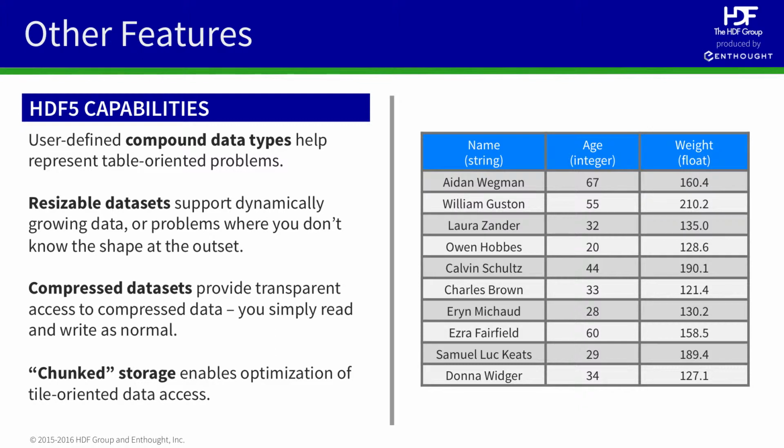HDF5 datasets can also provide transparent compression, which means that you can read and write data as normal, but HDF5 will compress that data when stored to disk. And HDF5 comes with a variety of different storage methods that allow you to optimize access for different use cases.